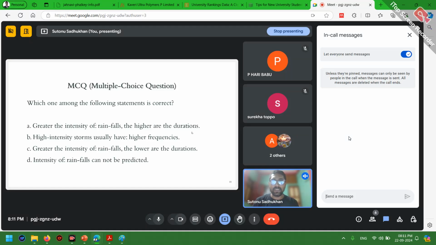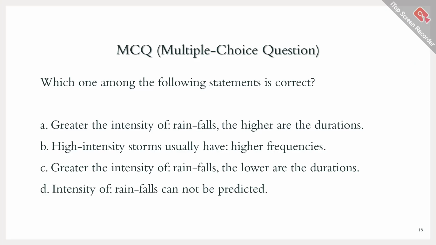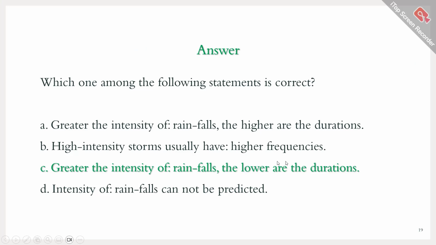But if the intensity of each rainfall is more, that means all the amount of water is falling down in a single or two rainfalls. So then the frequency will be less. So that's why it is natural that they should be inversely proportional, right? The relation should be inversely proportional. That means the answer is C. Greater the intensity of the rainfall, the lower are the durations.